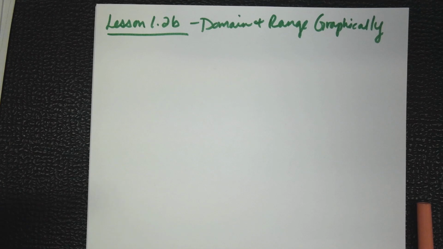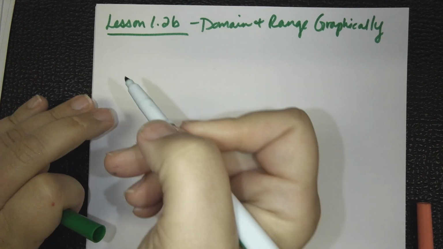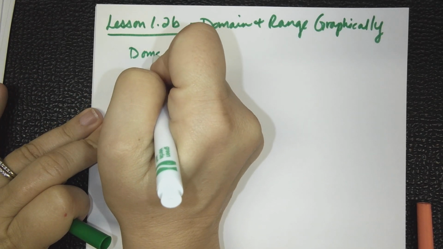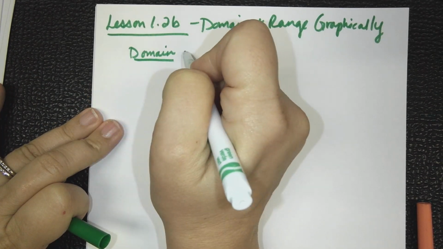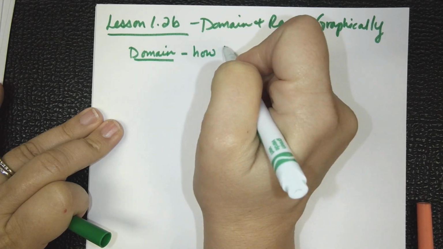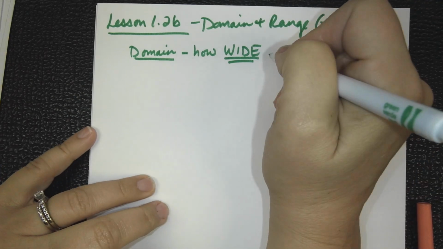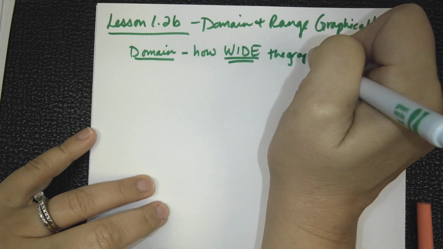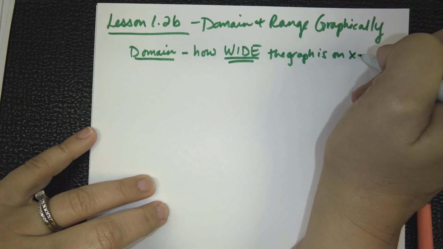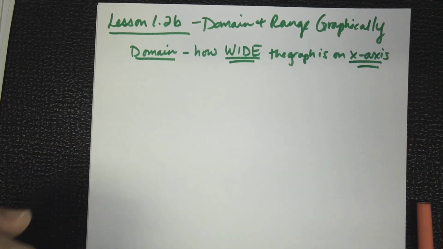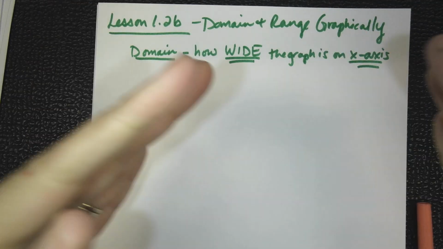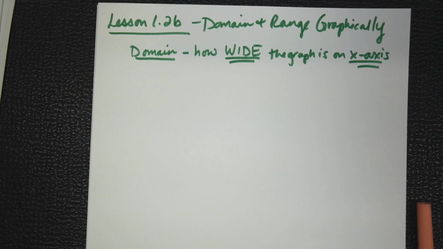All right, you ready? So domain and range graphically, this is the best way I can describe it. It's super easy to understand it this way. Your domain, remember those are your x's. Your domain is how wide the graph is on the x-axis. These are the two important things. Wide, how wide is it? On the x-axis. Look at the x.